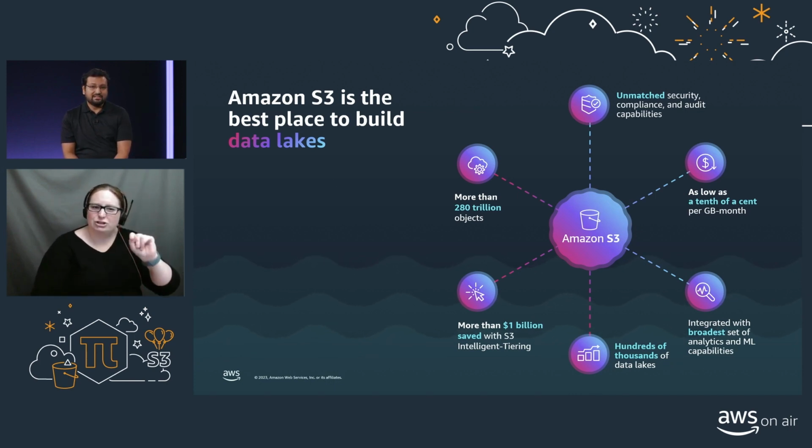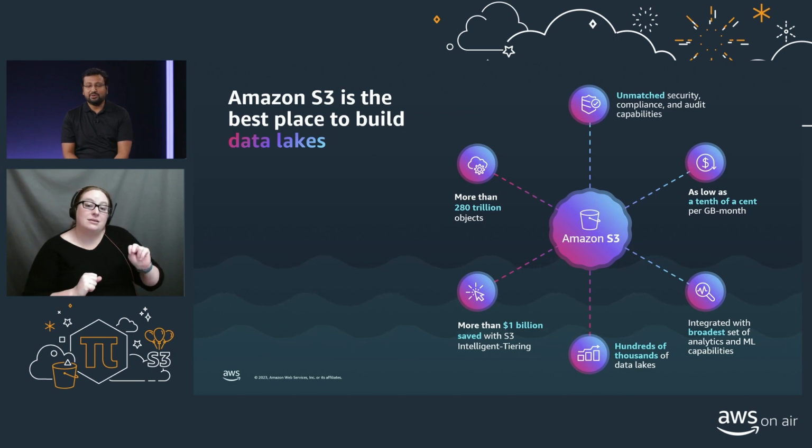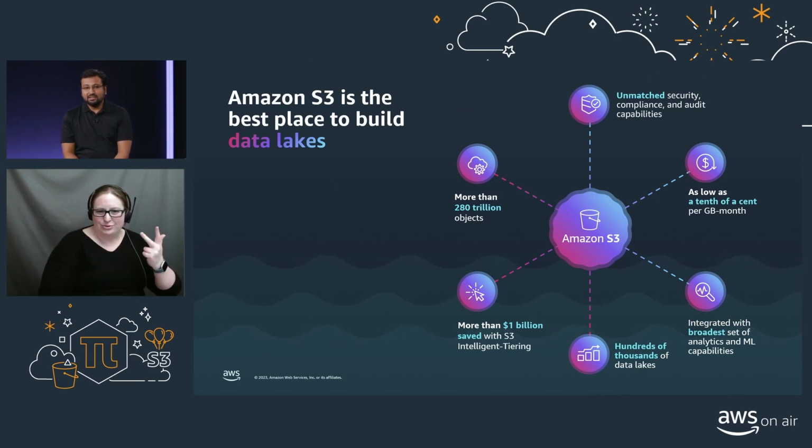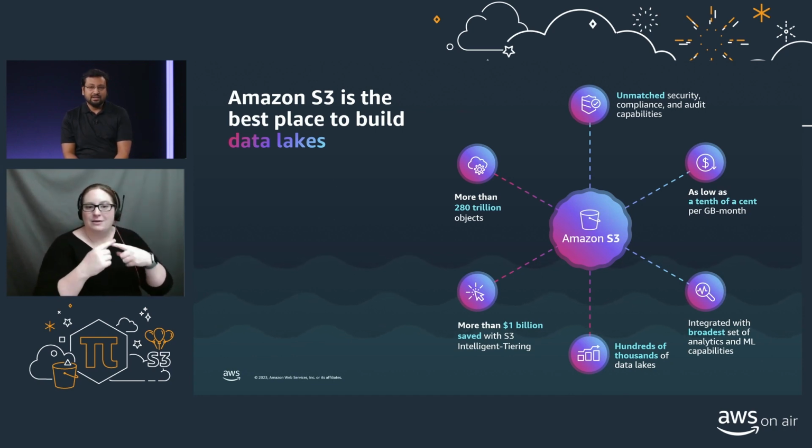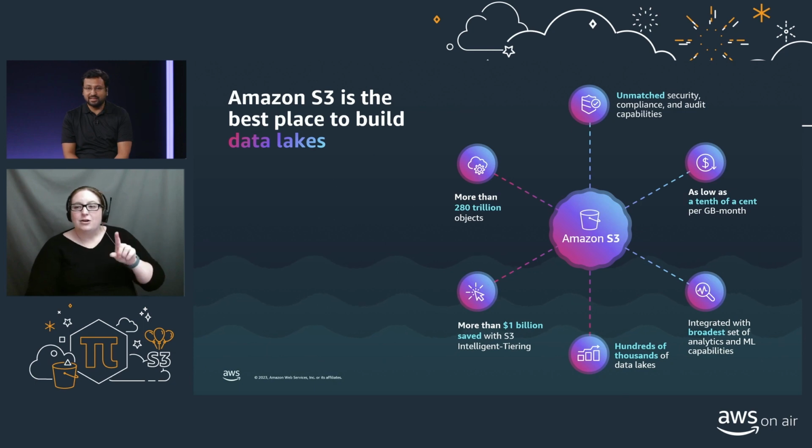Since the launch of S3 Intelligent-Tiering in 2018, customers have saved $1 billion from adopting S3 Intelligent-Tiering when compared to S3 Standard. This has been made possible because S3 Intelligent-Tiering is designed to optimize storage costs by automatically moving data to the most cost-effective access tier when access patterns change. Similarly, Amazon S3 provides industry-leading scalability, holding more than 280 trillion objects and averaging over 100 million requests per second.